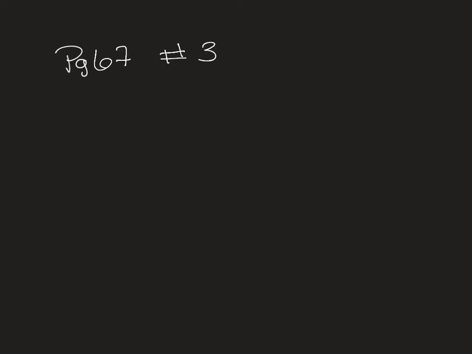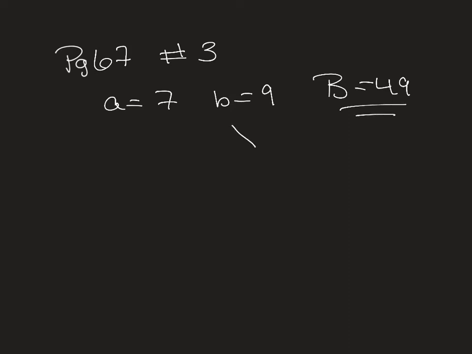Number 3. They tell me that little a is equal to 7, little b equals 9, and that big B equals 49 degrees. So again, this is acute, so we're going to draw it the right way. So side, side, angle. I drew an acute angle. This is 49 degrees. It's my big B. Little b is going to be across. It's 9. A equals 7.